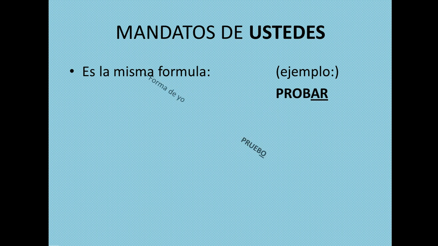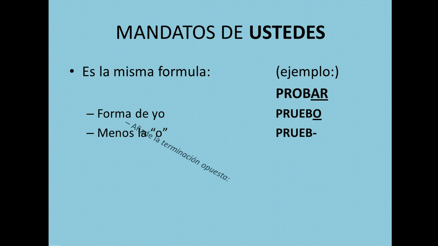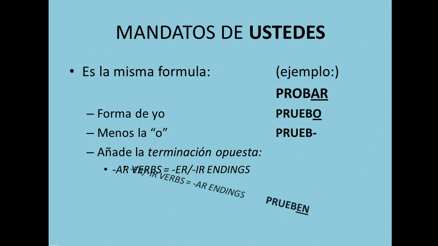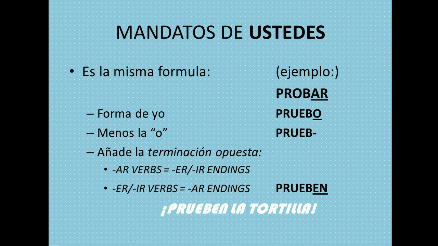We're going to take our verb, probar. We're going to put it in the yo form, pruebo. We take off the O, we're going to be left with prueb. Then we're going to add the opposite ellos, ellas, ustedes ending. So for AR verbs, we'll add the ER-IR, ellos, ellas, ustedes ending. And for ER-IR verbs, we add the opposite AR, ellos, ellas, ustedes ending.